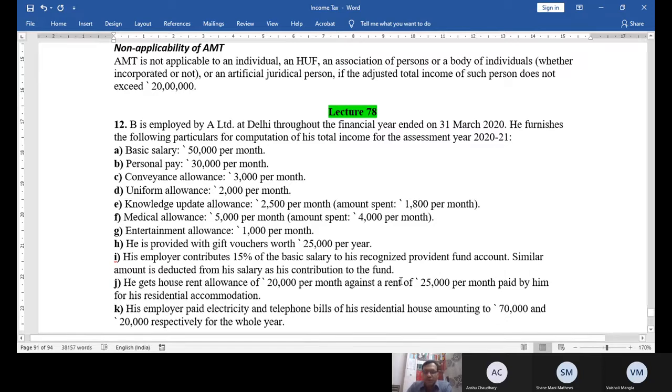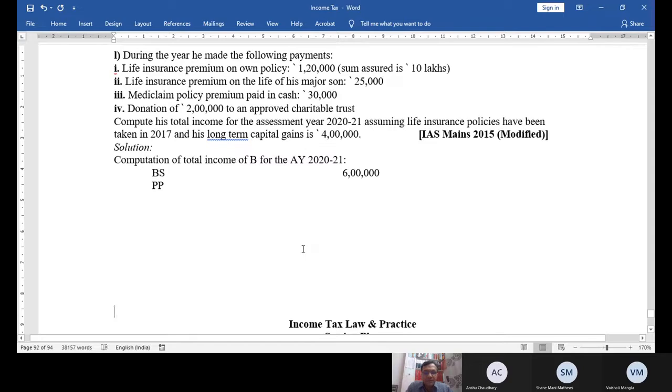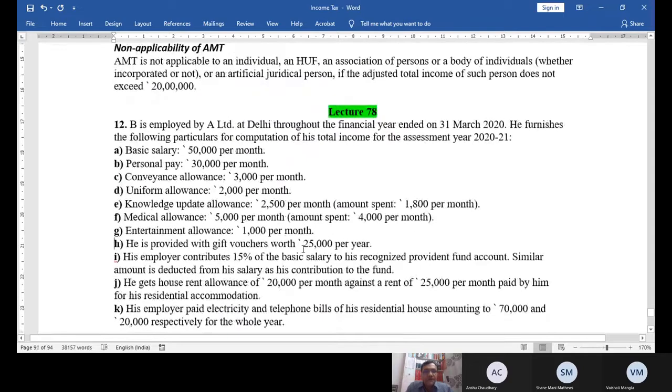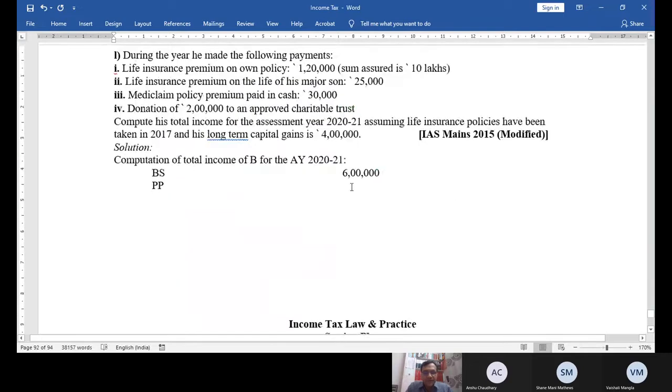Is the point clear? Is the meaning of personal pay clear now? It is only personally for me, not for everyone. The moment I come back to my job, another person who joins will get that salary of 90,000. So personal pay is nothing but basic salary for me. How much is personal pay then? 30,000 into 12, 3,60,000.